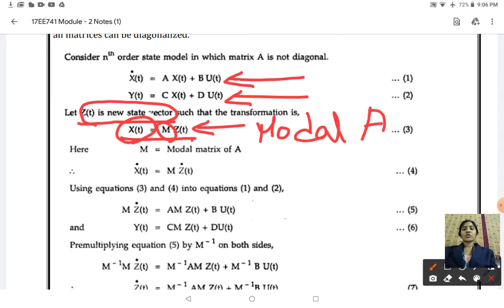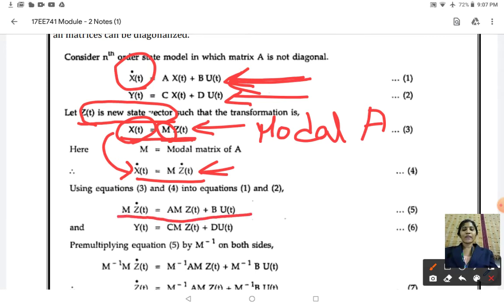When you differentiate this equation, because in the place of x of t we substitute M into z of t, we get x dot of t equals M into z dot of t. Substitute the values of x dot of t and x of t in your original state equation. When you substitute, you obtain M into z dot of t equals AM z of t plus Bu of t. And in the output equation, wherever you have x of t, you need to substitute it with M into z of t.